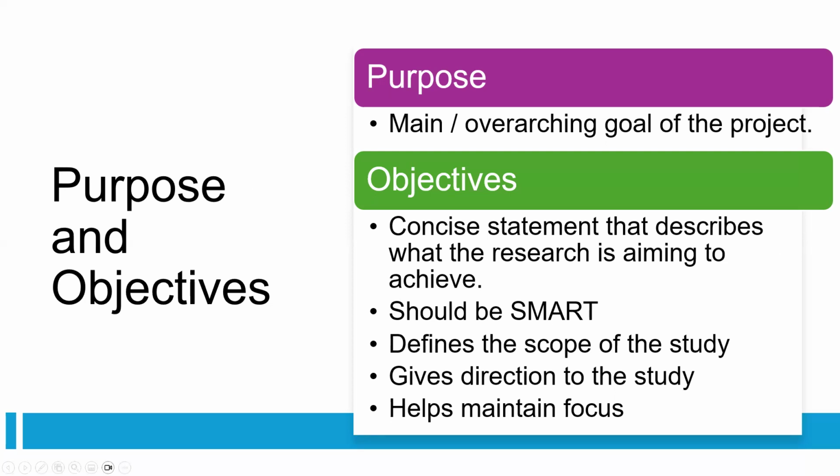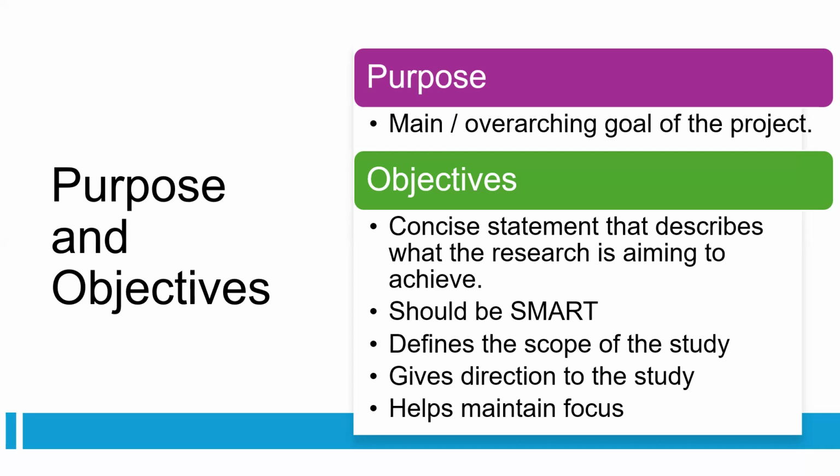And then we come to the objectives of the study. Research objectives are concise statements that describe what the research is aiming to achieve. It's like you sift them out from the purpose of the study. They define the scope and direction of the research and maintain the focus, so you're not going all over the place. The objectives should be SMART, which means they should be specific, measurable, achievable, realistic, and time-bound.